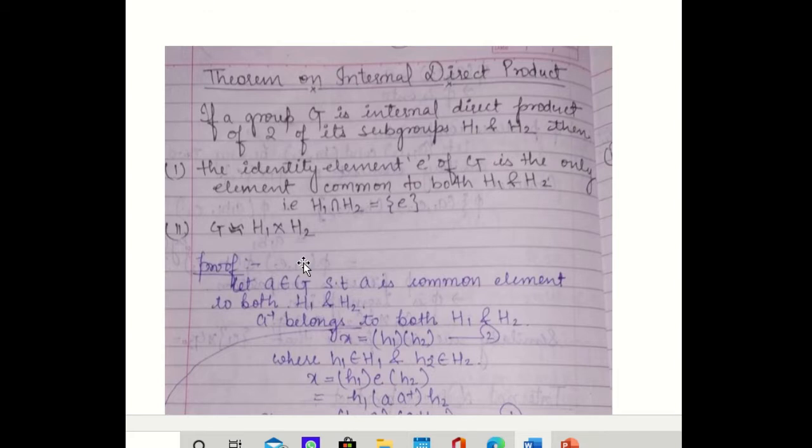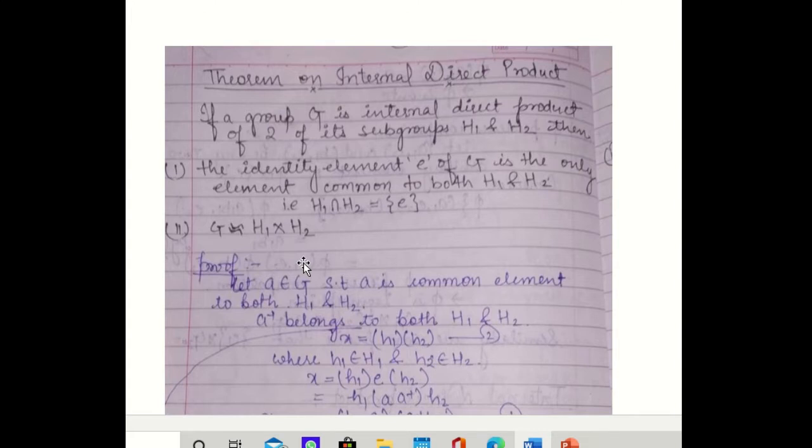But in case of internal direct product, we ask: can we find a direct product within a group G? So we find some subgroups in that group and we find the direct product such that the direct product will be equal to the group. And that is why it is called internal direct product. Let G be a group and H1 and H2 be two subgroups of G. You know the identity element is same in group and subgroup. So identity element E of G will be the identity element of H1 and H2.